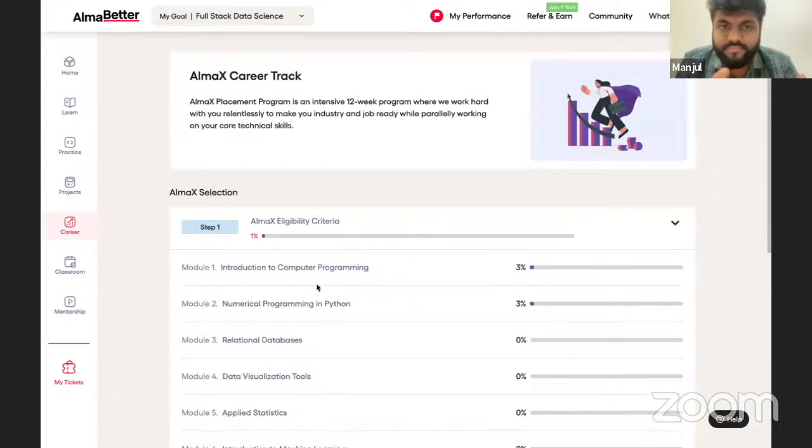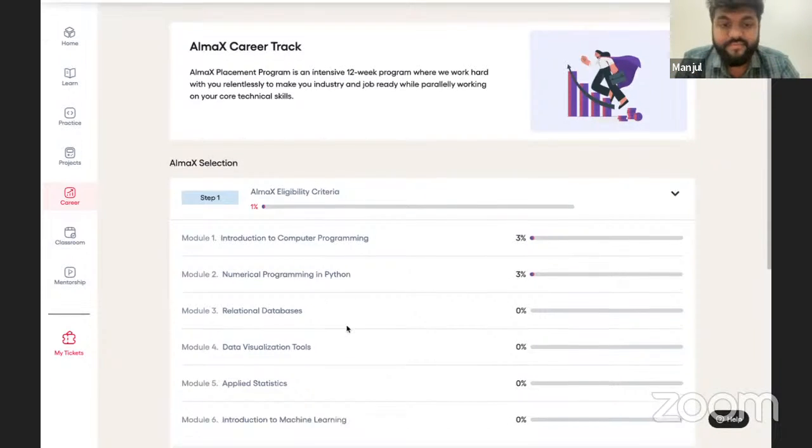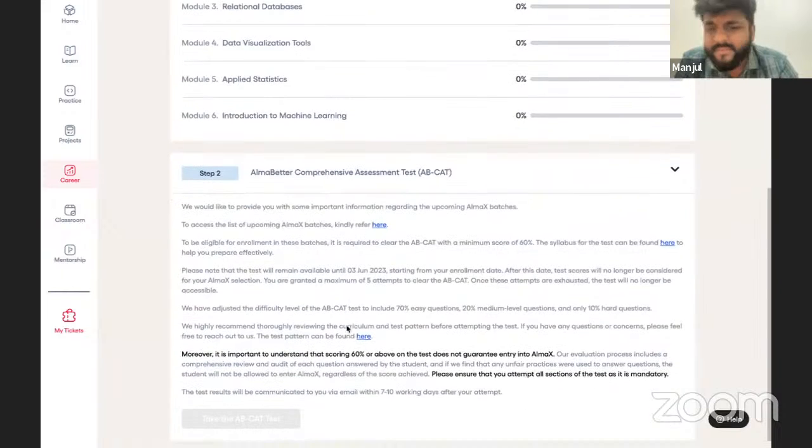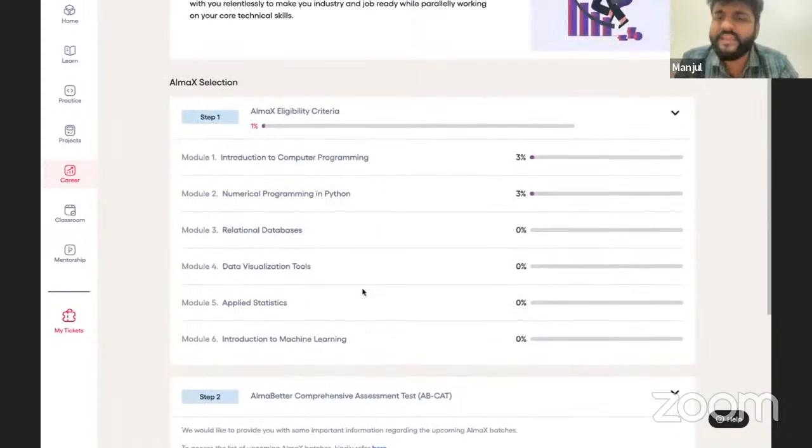This is the placement cell that we talk about, which we call Almax. Once you complete your program of 6 months, the boot camp program, the training program that I mention here, you get into this Almax career track, where we start building your resume, where we give you mock interviews, where you sit with a career coach who gives you more idea about the kind of questions that could be asked of you in real-time interviews. And there will be a few more tests that you have to give, right?